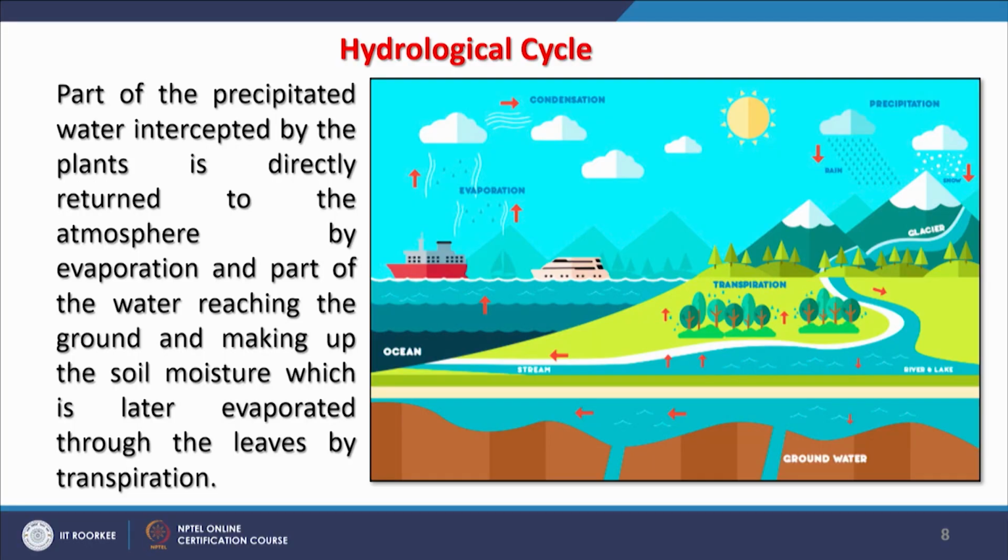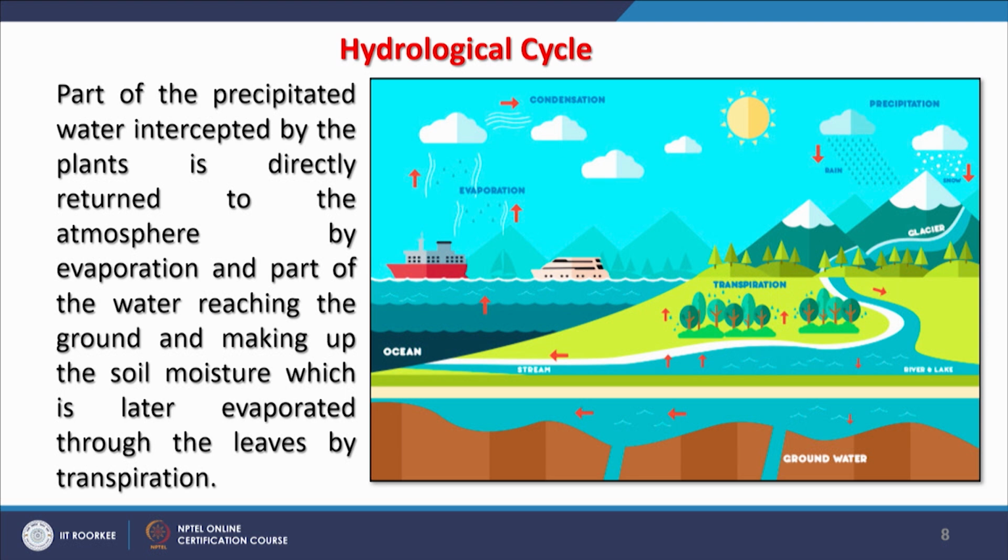That is the real challenge in groundwater engineering, and in the hydrological sciences as well. So, in the hydrological cycle which we are discussing, part of precipitation, as we know, is intercepted by plants and then directly returned to the atmosphere through evaporation or transpiration, and part of the water reaches the ground and makes up the soil moisture, which is later evaporated through the leaves by transpiration.